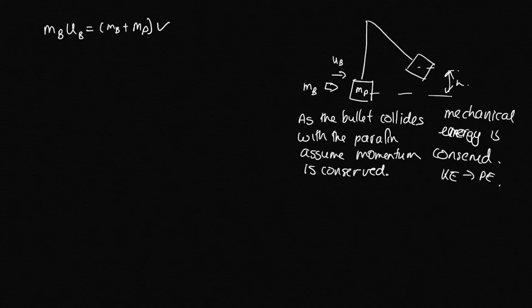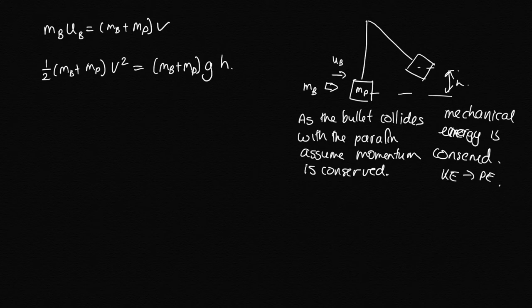And now we consider the second part, where they're now moving together as one object and energy is conserved. So here we've got that the initial kinetic energy, which is a half mass of the bullet plus the mass of the paraffin times V squared, which was the speed we just calculated here. And then at the end, we've got all the energy in the form of potential energy. So this is the mass of the bullet plus the mass of the paraffin times g times h.